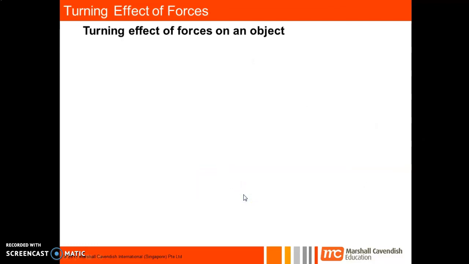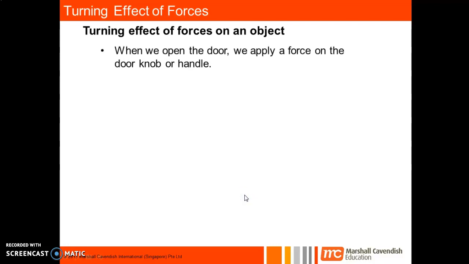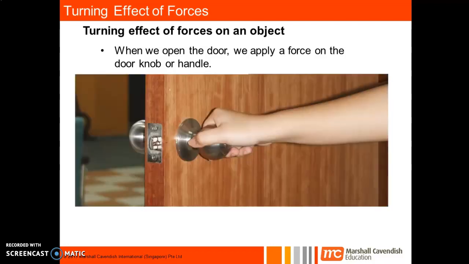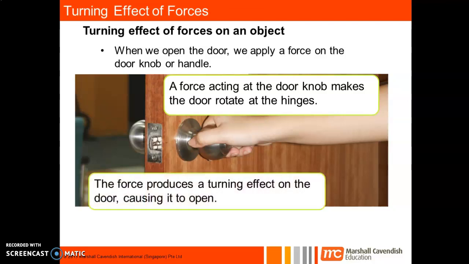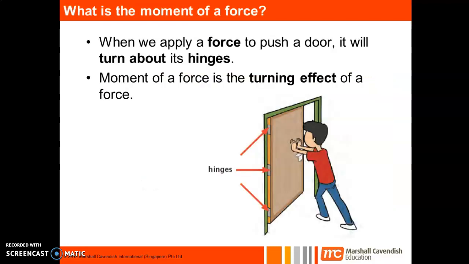What are some turning effects on an object? For example, turning a doorknob is also considered a turning effect. There is a force acting at the doorknob that makes the door rotate at the hinges, and finally the force produces a turning effect on the door, causing it to open. When we apply a force to push the door, it is also a turning effect. These are the hinges.